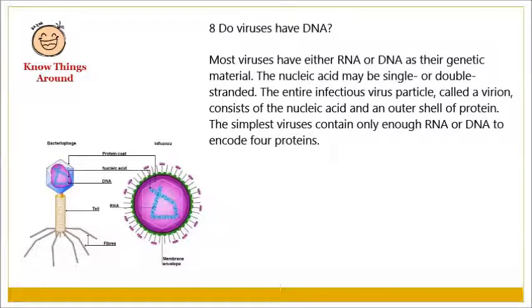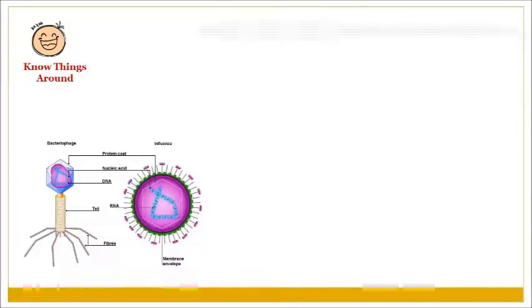Do viruses have DNA? Most viruses have either RNA or DNA as their genetic material. The nucleic acid may be single or double stranded. The entire infectious virus particle, called a virion, consists of the nucleic acid and an outer shell of protein. The simple viruses contain only enough RNA or DNA to encode four proteins.